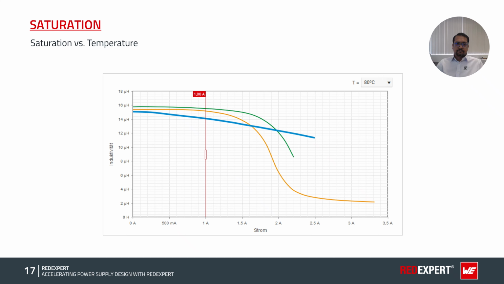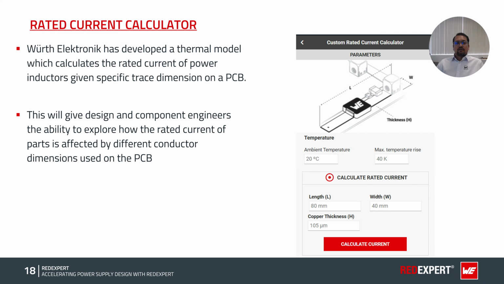Now let's look at the final feature I want to highlight for today's session, the rated current calculator. Here is a question that comes up regularly. The datasheet specifies a maximum rated current, but that rating is based on the standard test condition, typically measured on a specific PCB with defined trace dimensions. So your PCB layout will almost certainly be different.